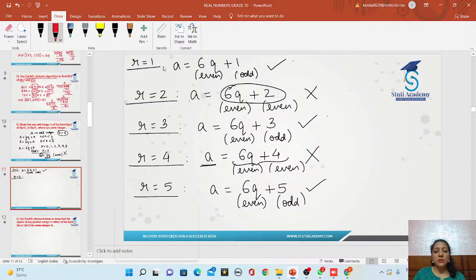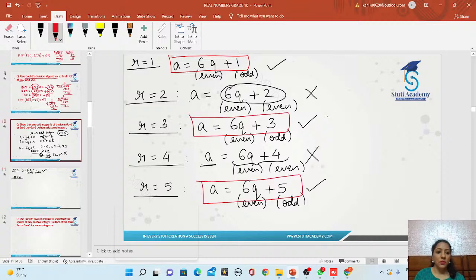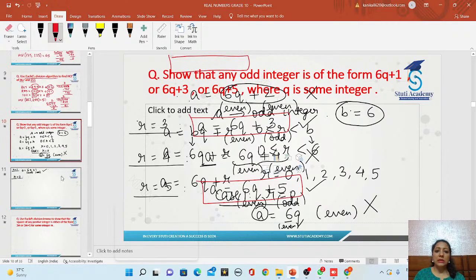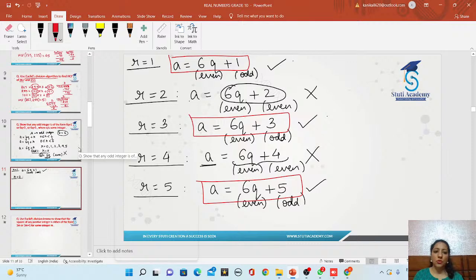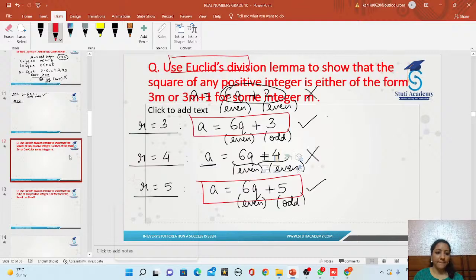So children, please notice a, an odd integer, can be written as 6q plus 1, 6q plus 3, or 6q plus 5. So we have arrived at the conclusion that any odd integer is of the form 6q plus 1 or 6q plus 3 or 6q plus 5. Now let us proceed further.